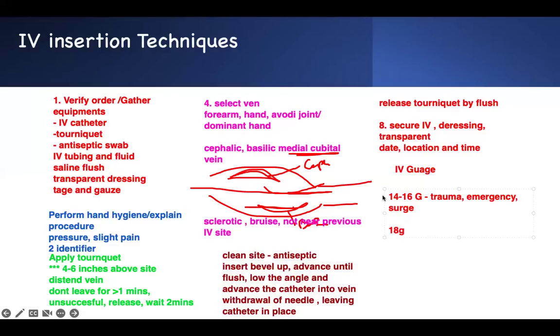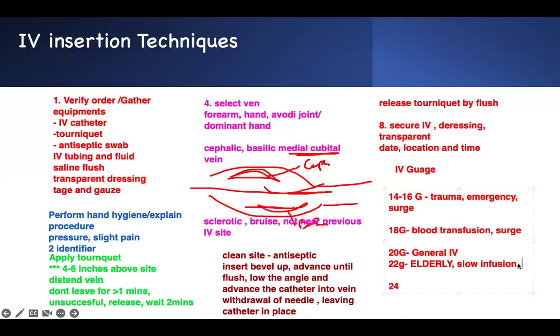18 gauge is for blood transfusion. It's very, very good. You can also use it for surgery. 20 gauge is good for general patients, the general patient population. This is very good for that. 22 gauge is mostly for elderly patients, or when you need a slow infusion. And then 24 is mostly slow infusion.